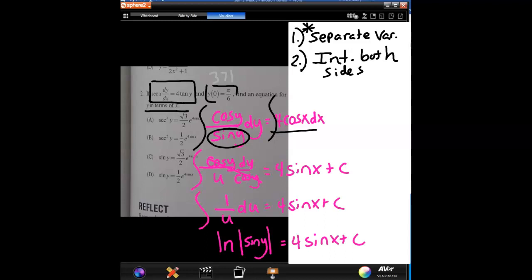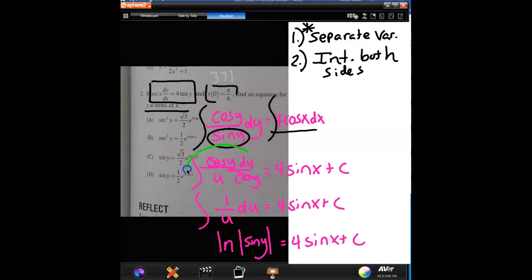When you do your u substitution at first, it would look like this. If you let u equal sine y, you would end up with cosine y over u multiplied by du over cosine y. Then the cosine y's cancel and you're left with just a nice simple natural log, and the natural log of u would be ln of u. In this case, the u is sine y, so there's that left side. On the right side, the constant multiple stays, and the integral of cosine is simply sine. And we don't want to forget our plus c. So there's the end of step 2.